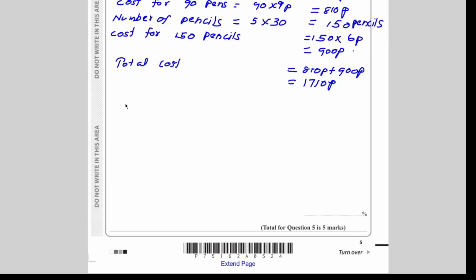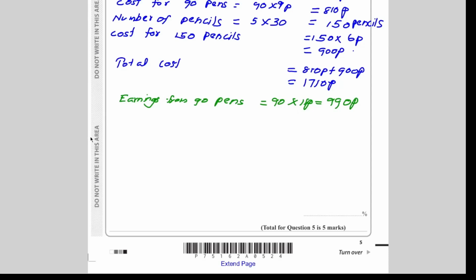Right now I'm getting the earnings from 90 pens. We need to multiply 90 by 11 pence, because each pen was sold for 11 pence. So it is 990 pence.